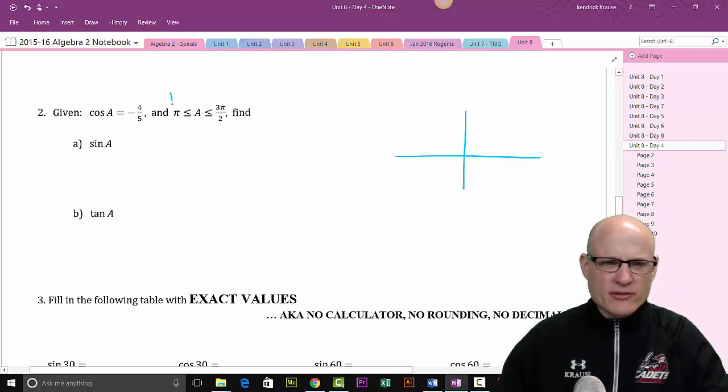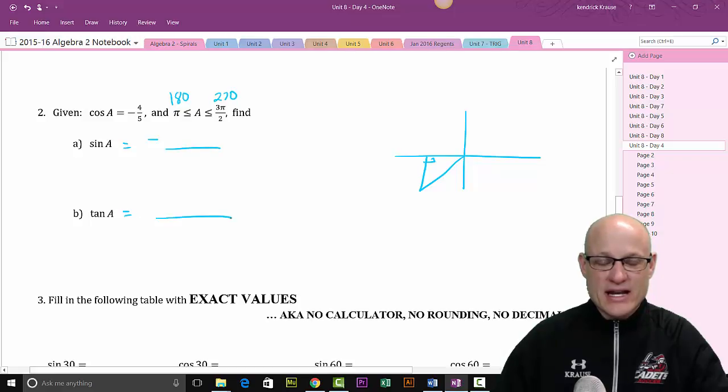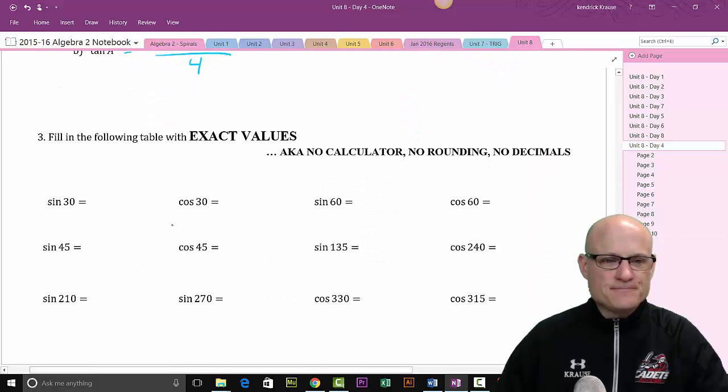Except now you have to figure out what quadrant you're in. This is 180 degrees. This is 270 degrees, so we're clearly in the third quadrant. In the third quadrant, cosine and sine are negative, but tangent is not negative, it's positive. Cosine is 4 over 5. You guys know that this missing side then must be 3. Therefore, sine is opposite over hypotenuse. We already have the negative there, so we're negative 3/5. Tangent is opposite over adjacent, which is 3 over 4. And it's positive. All right.